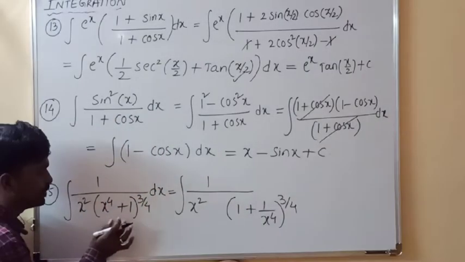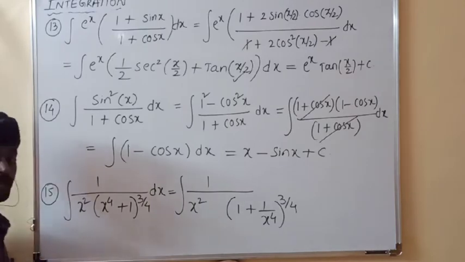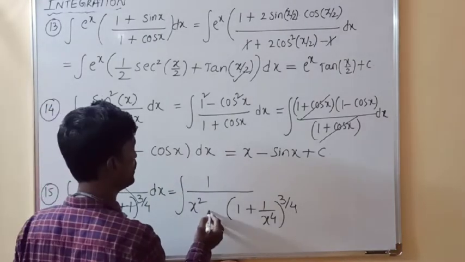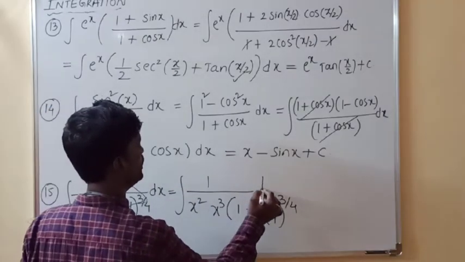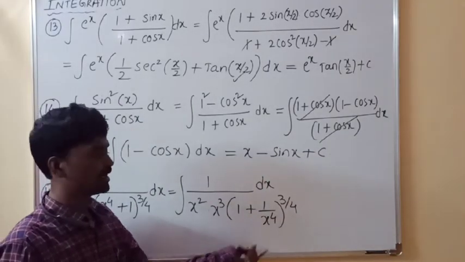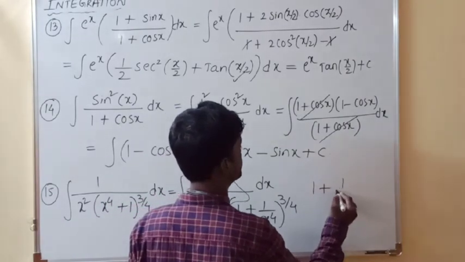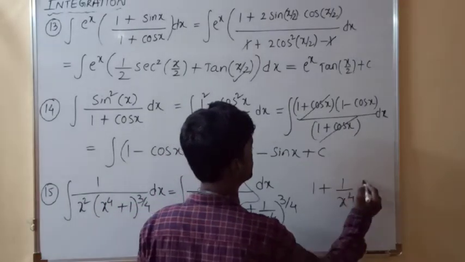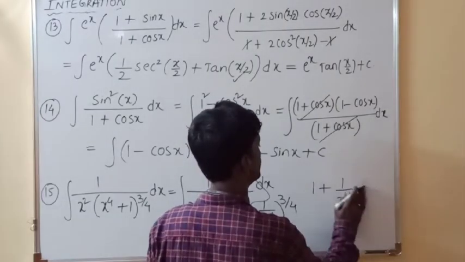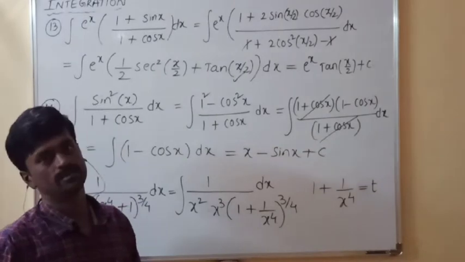So if you take x power 4 common in this factor, what are you taking outside? X power 4 whole power 3 by 4. X power 4 whole power 3 by 4, what you will get? X cube into dx. Now you put 1 plus 1 by x power 4 equal to t, then you can easily evaluate this integral. Put 1 plus 1 by x power 4 equal to t. So you will get the answer.